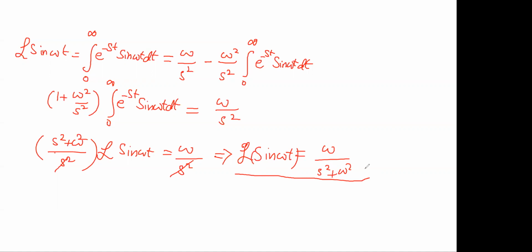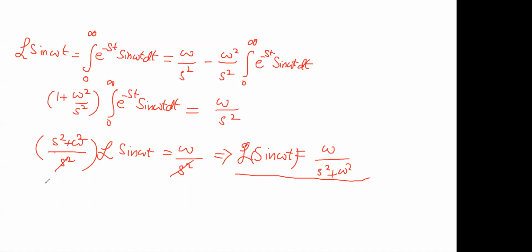So the same has been done in the uploaded video, but in the uploaded video, I did it for the cosine of omega t. Over there, I just said that this process for sine of omega t is similar. So here I have done it for the sine of omega t. Okay, so similarly, there are some other derivations as well.